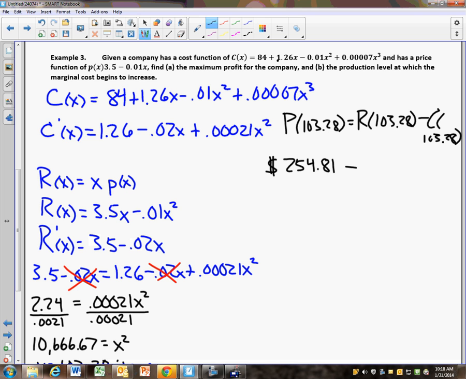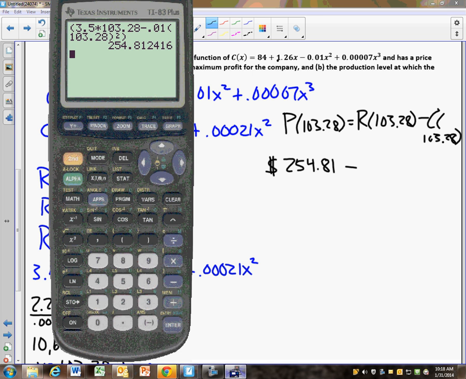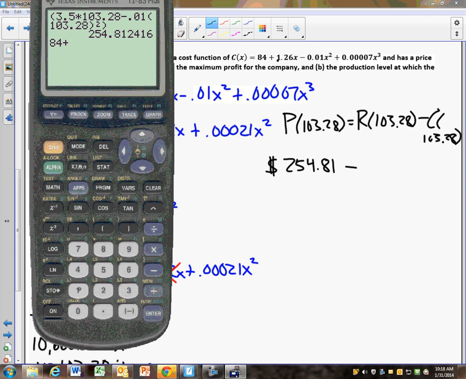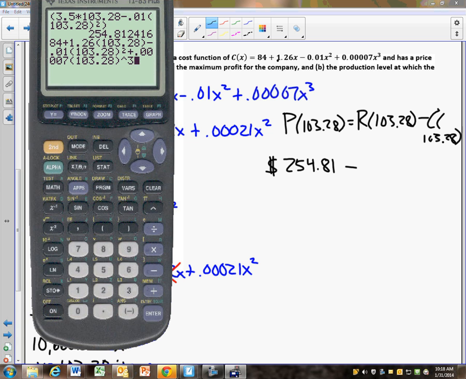$254.81 minus, now I got to figure out my cost. So now I'm going to plug that into 84 plus 1.26 times 103.28 minus 0.01 times 103.28 squared plus 0.12347 times 103.28 to the third. So you could also just plug this into your y equals, and then go to your table and enter the values. It's up to you however you want to do it. Doesn't matter. 184.58.